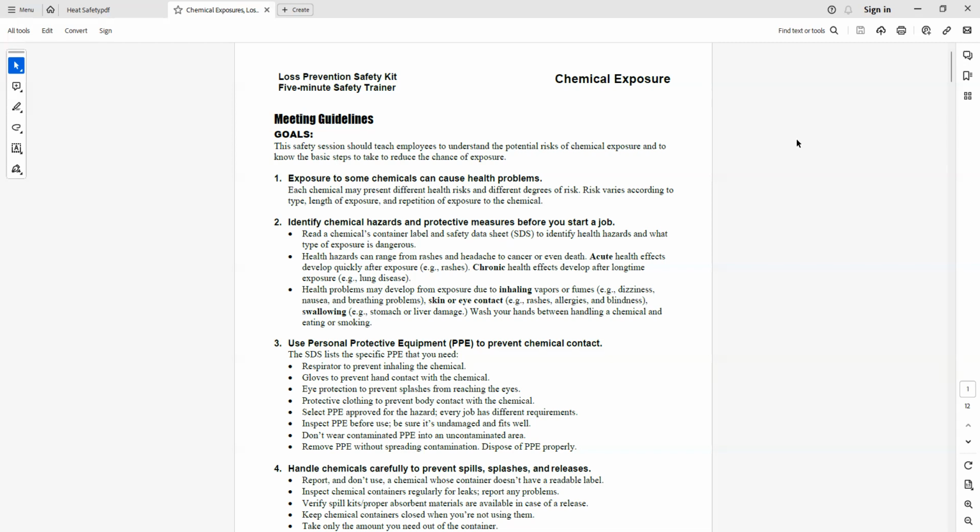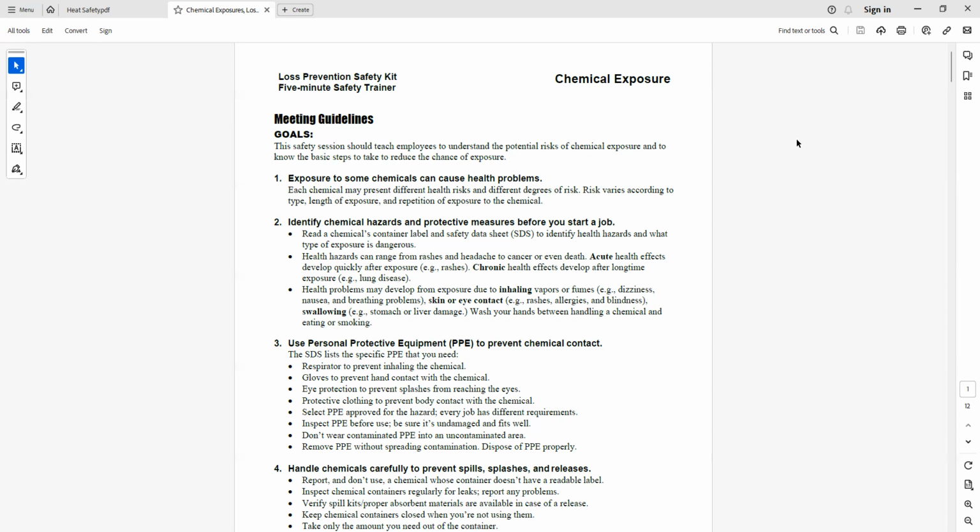Every job has different requirements. Inspect the PPE before use. Be sure it's undamaged and fits well. Don't wear contaminated PPE into an uncontaminated area. And remove PPE without spreading contamination. Dispose of PPE properly.